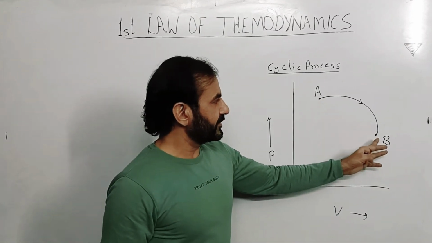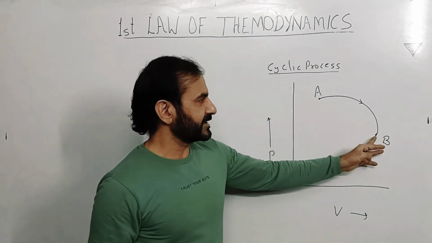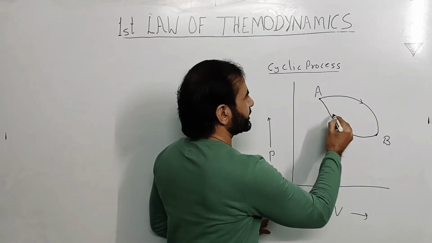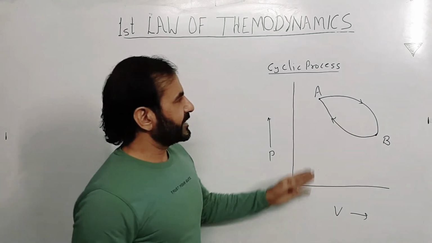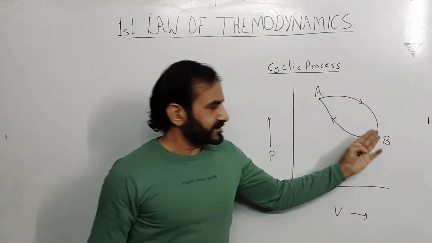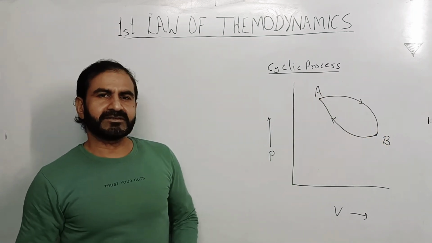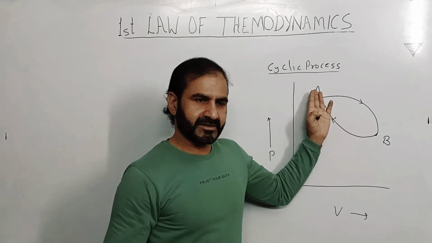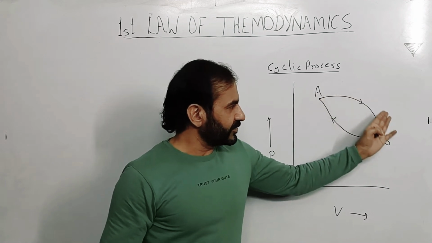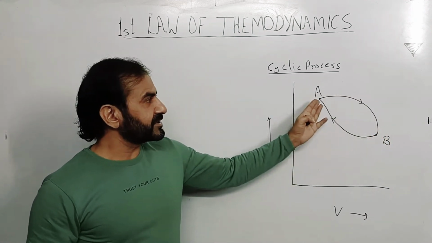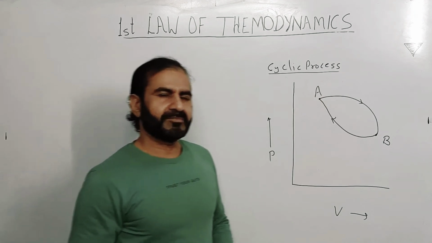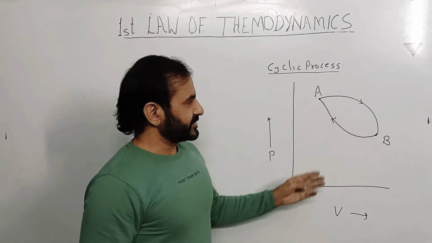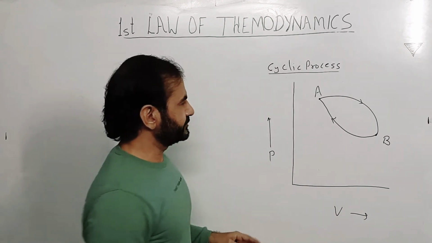If it returns to state A again, then this is a cyclic process. That is, in a cyclic process, the thermodynamic system starts from a state, say A, undergoes other states and returns to its initial thermodynamic state. Then the process is a cyclic process. So I think it's clear what a cyclic process is.